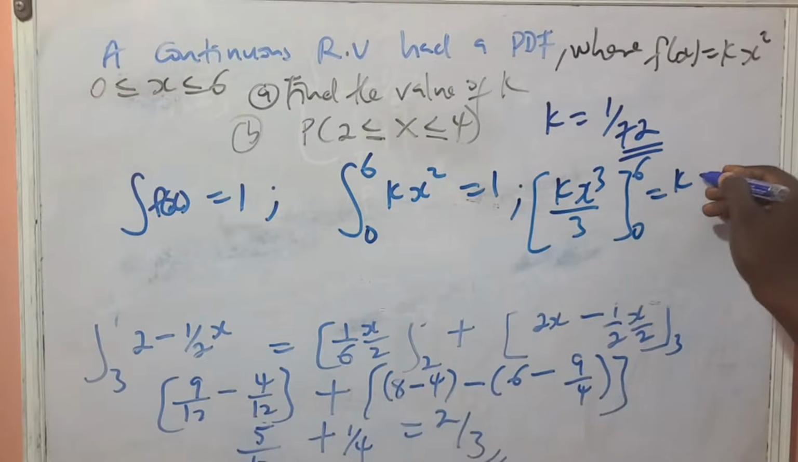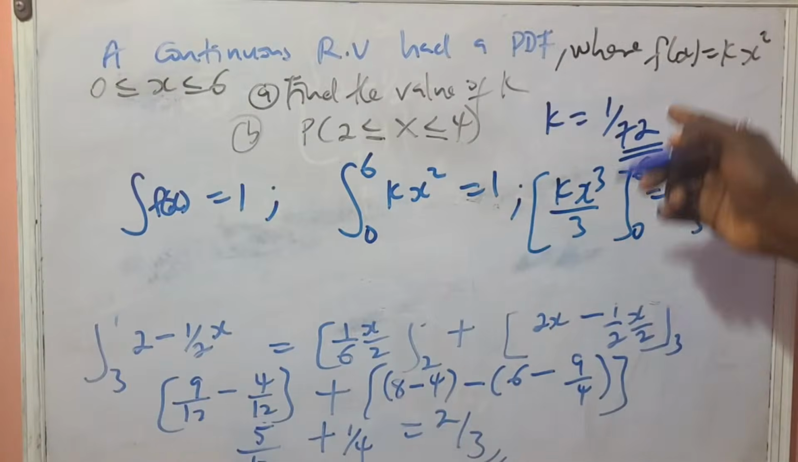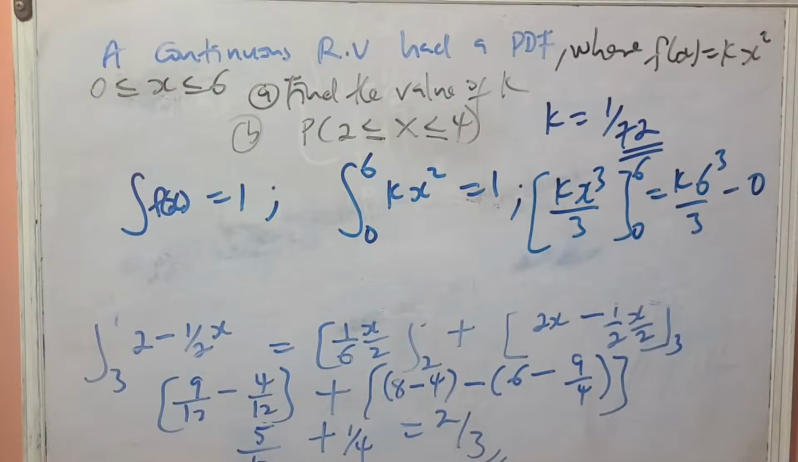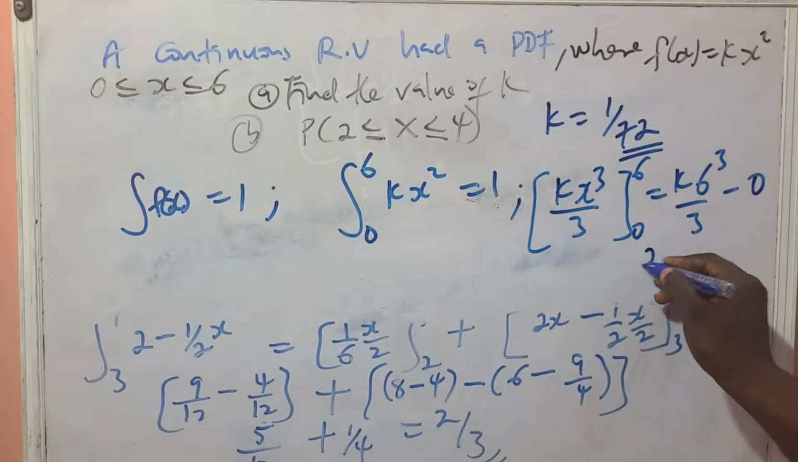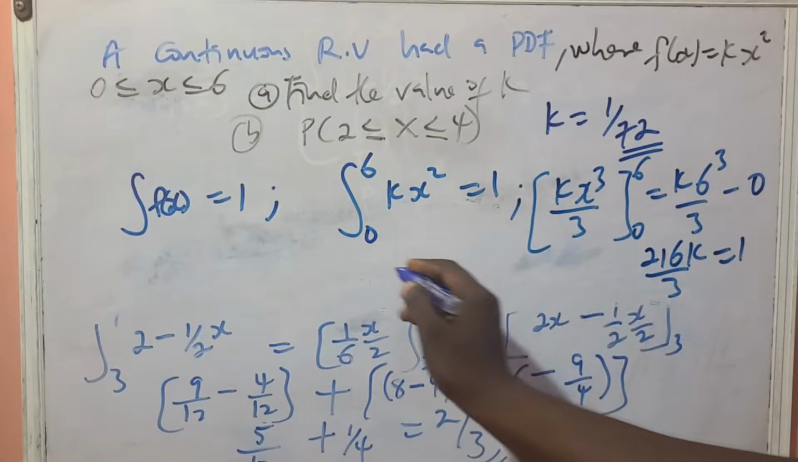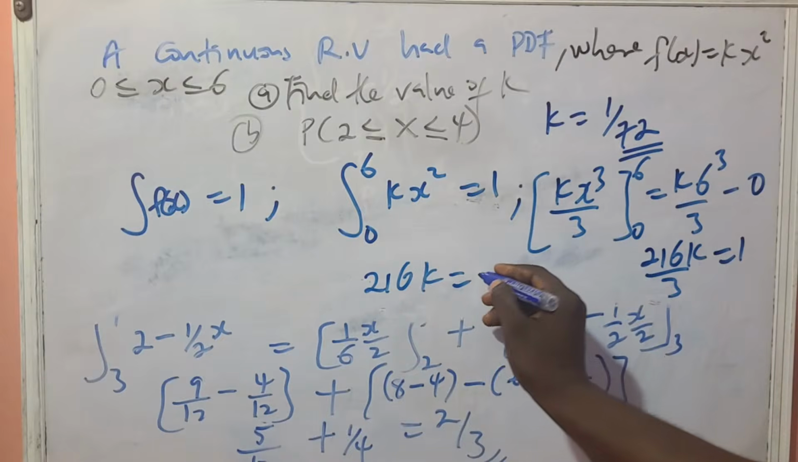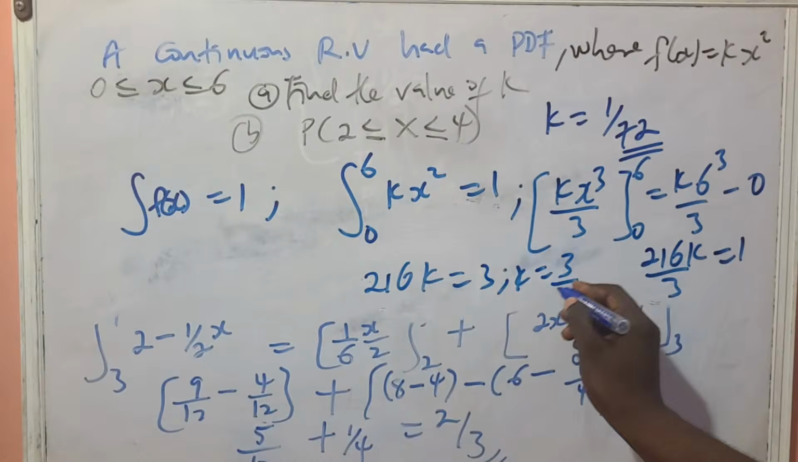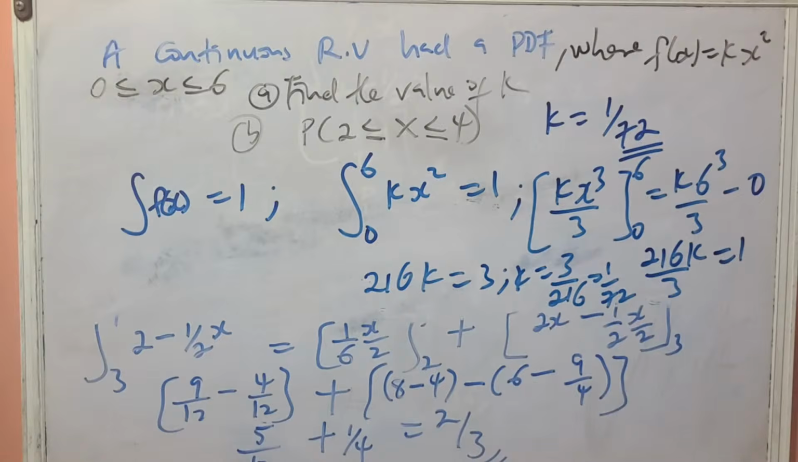That will be k times 6 raised to the power 3 over 3 minus 0, because 0 cubed over 3 is 0. 6 raised to the power 3 will give you 216, so that will be 216k over 3. Don't forget, it equals 1. That means 216k equals, sorry, 3. And your k will be 3 over 216, which is 1 over 72. All right, I believe everybody could follow that.